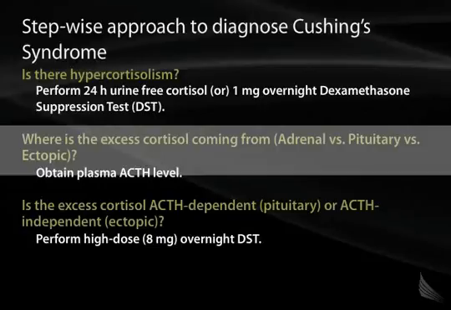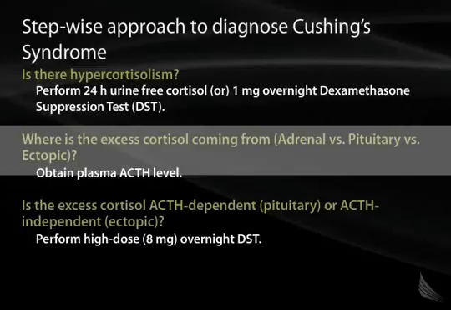The second step in the process is to try to understand where this excess cortisol is coming from. Is this coming from the adrenal glands? Is it coming from the pituitary, or is it coming from another source that's outside the pituitary, such as a lung tumor or a bronchial carcinoid, for example? And the test that will help distinguish all of this would be to get a plasma ACTH level.